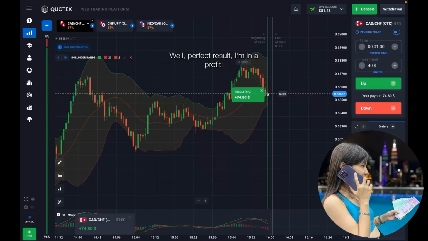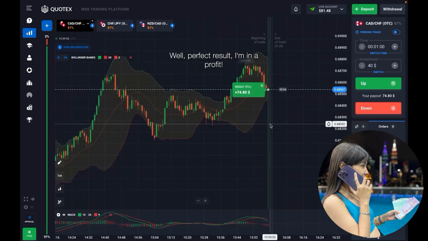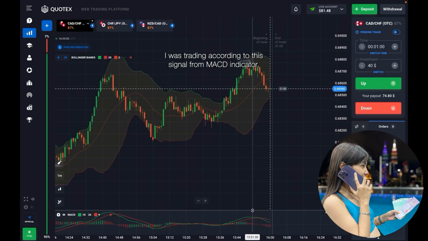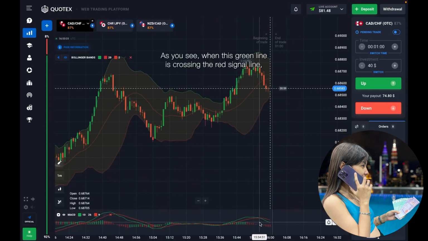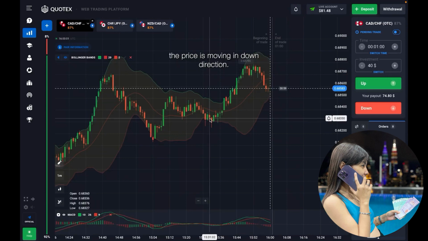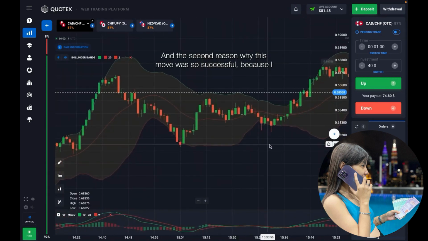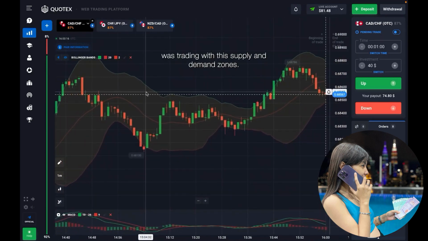So well, perfect result guys, I'm in profit. The first reason why I'm in profit is because I was trading according to the signal from MACD indicator. As you see, when this green line is crossing the red signal line, the price is moving in down direction. And as you see, this is exactly what's happening. And the second reason why this move was successful is because I was trading with these supply and demand zones.